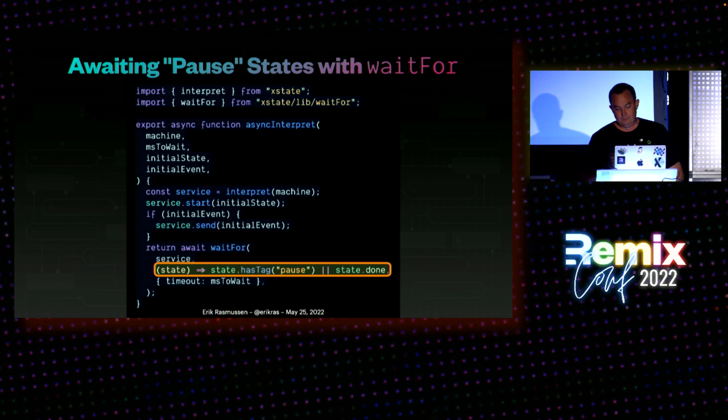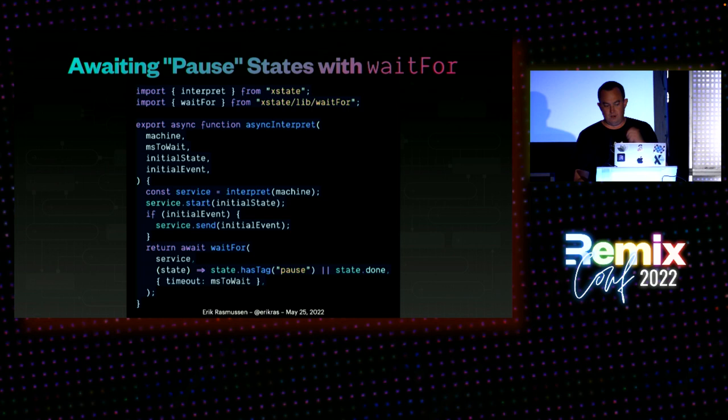Now, state.done is true when you're in a final state, and XState allows you to put arbitrary tags on different states. So the way I've implemented this state machine is on the states that I want to be pause states, I've put this pause tag. So this is going to return true if we're in a pause state or in a final state. And that's it. This is all we need to run XState machines on the backend.